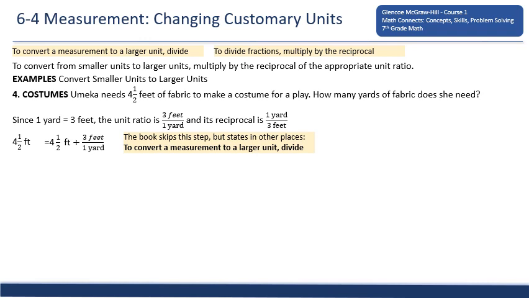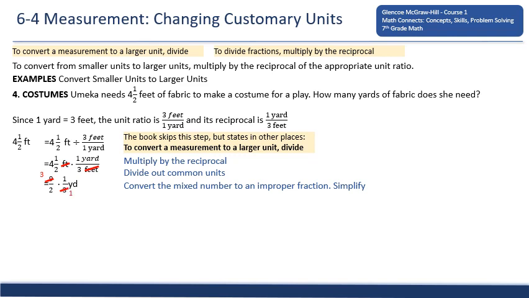So to convert a measurement to a larger unit, divide and multiply by the reciprocal, and then divide out the common units. So remember, we can't divide fractions, so we're going to multiply by the reciprocal. And we get rid of feet, so we have 4.5 times 1 yard over 3. And if we convert the mixed number to an improper fraction, we get 9 over 2 times 1/3 yards. And if we simplify, we get 3 over 2 times 1 over 1, which we know is the identity property of multiplication. So that's 3 over 2. And we get 1.5 yards when we convert it to a mixed number.